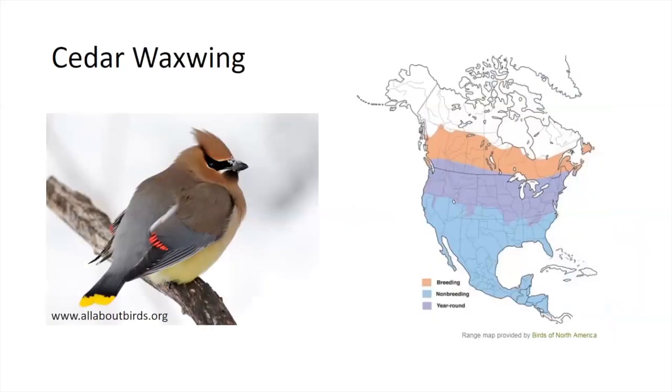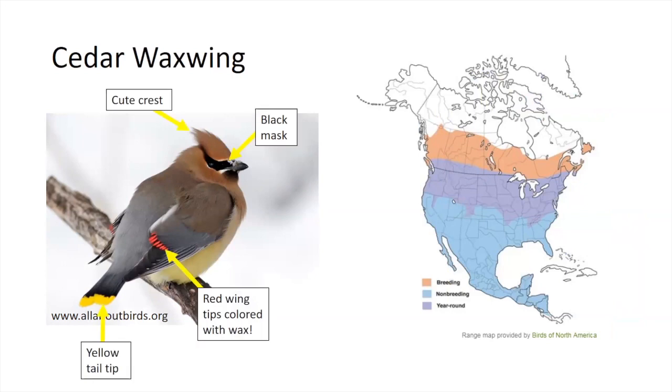Next are the Cedar Waxwings, which are distributed throughout the northern part of the country during the summer and then migrate south during the winter. And like their name implies, they actually have wax on their wings, which is what creates that beautiful red tip color. And they have a yellow tail tip.